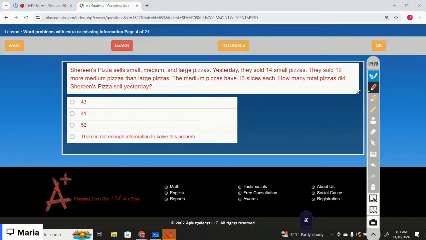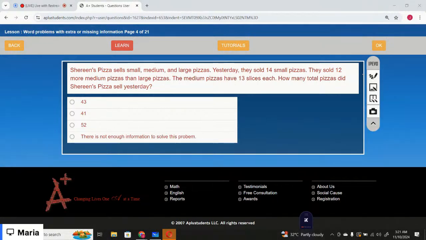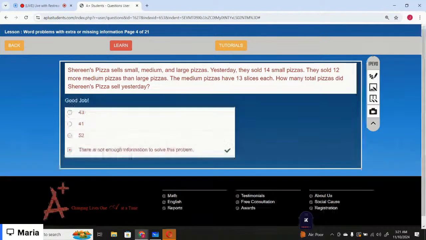There is not enough information. Basically, you are given the small pieces. The small pizza has 14 pieces and they sold 12 more medium pizzas than large pizzas, but you are not given how many pieces the 13 pizzas have, all right? So that means there is not enough information to solve this problem. Okay, you can complete the lesson by yourself later today. Let me just move on to the next lesson.